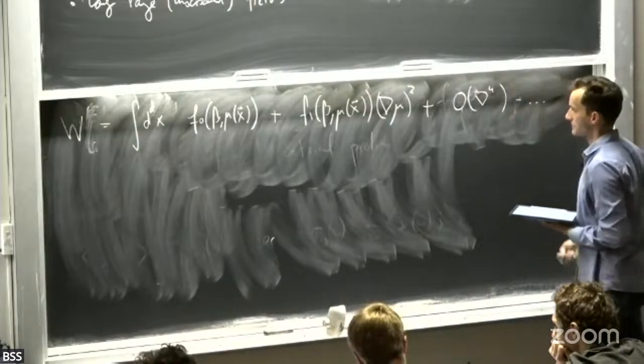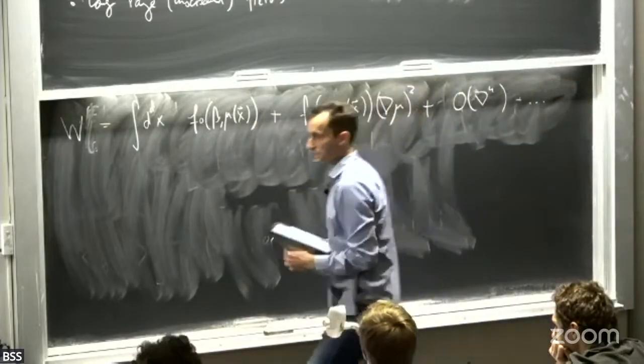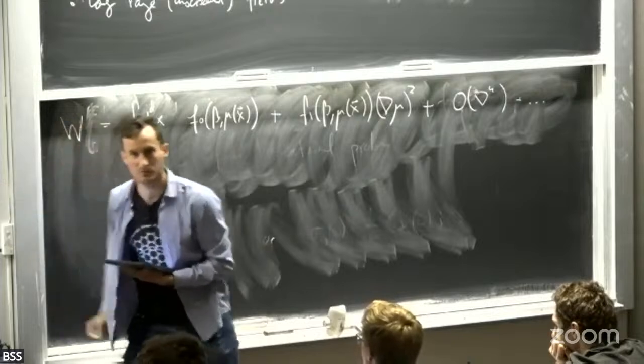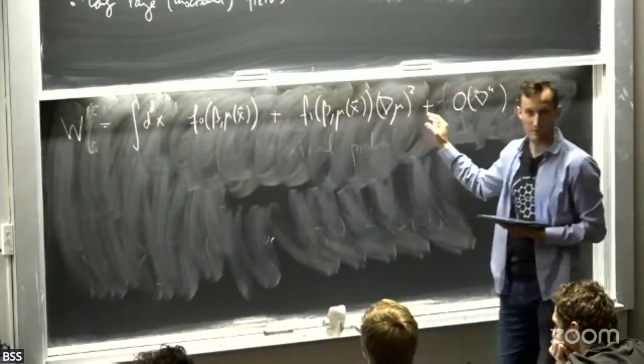Higher and higher derivative terms. There's a scale separating these two terms, which is expected to be of order the thermal correlation length. Okay, this finite thermal correlation length is what is allowing for this derivative expansion.